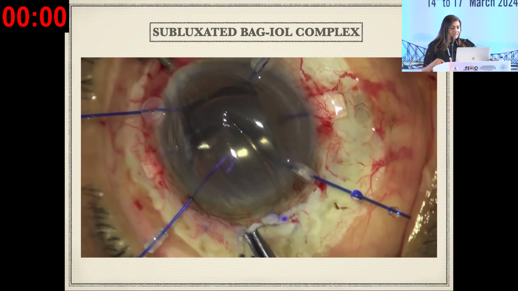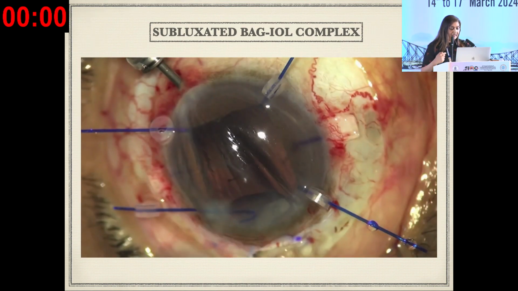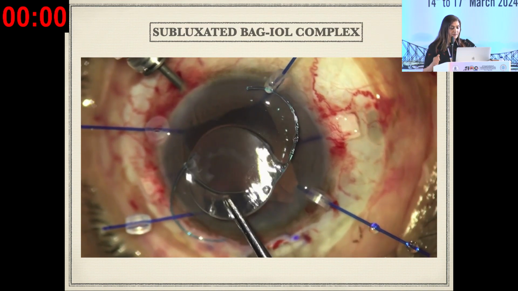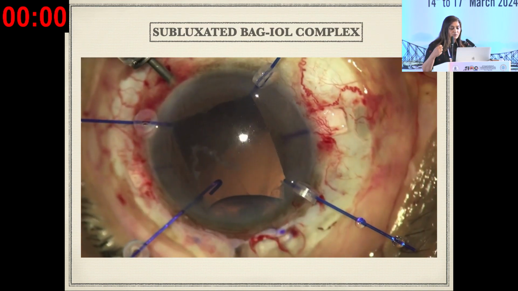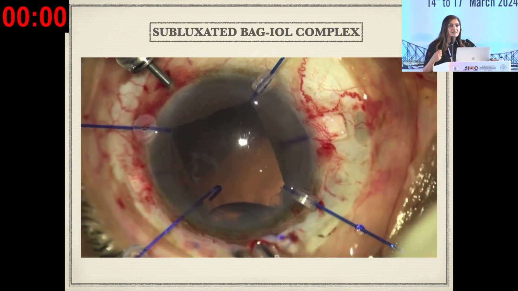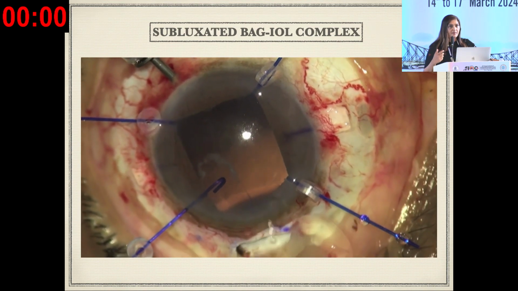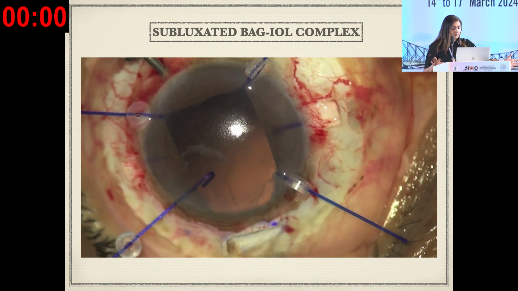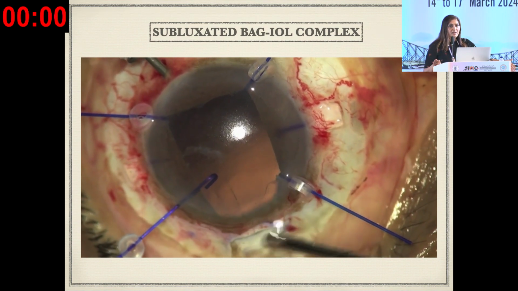Many times, placing these iris hooks near the section prevents the removal of these bag IOL complex. So many times you have to release these iris hooks and then you get it, and then again, if you need it, you can refixate them. You do a good amount of vitrectomy in these patients.